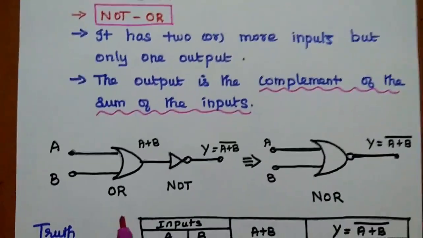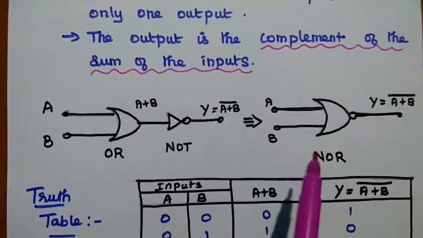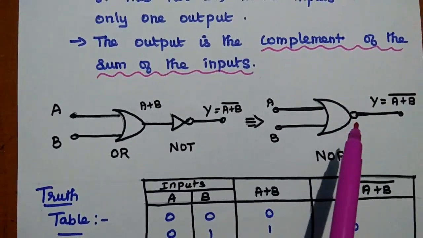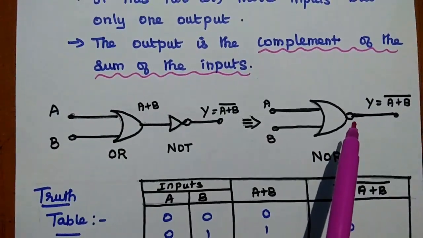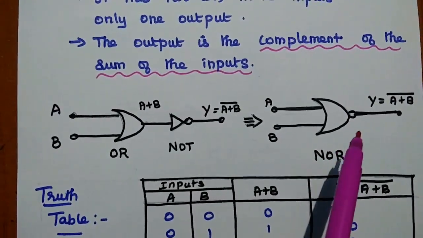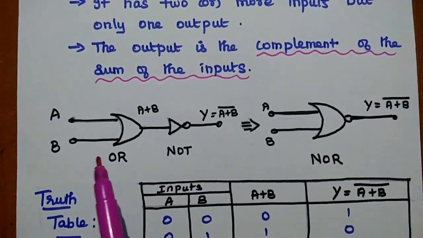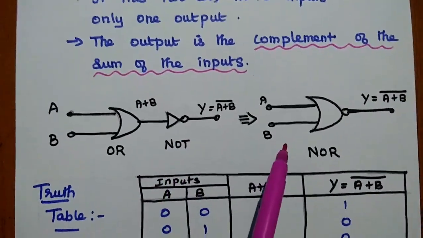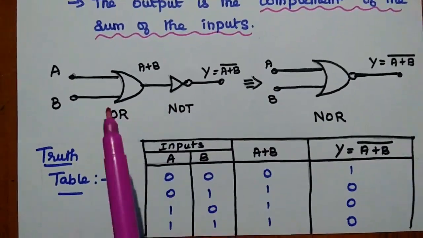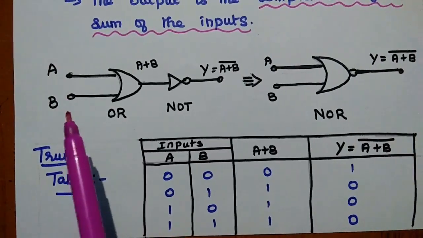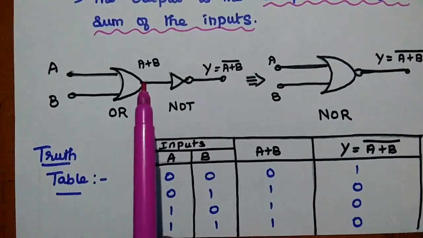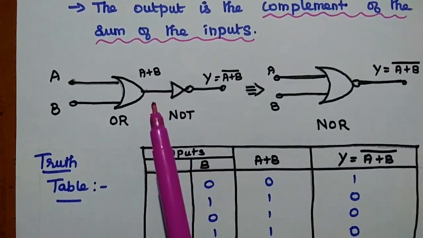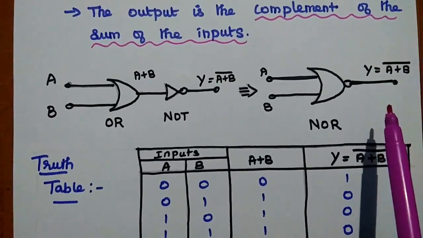Here the symbol can be represented like this. NOR gate symbol is the general form of OR gate along with this bubble. This bubble represents the NOT gate. So this is OR plus NOT, combined together as the NOR gate. Here A and B are the inputs. The output of the OR gate is A plus B. The NOT gate gives the complement of this OR gate output. That is called NOR gate.